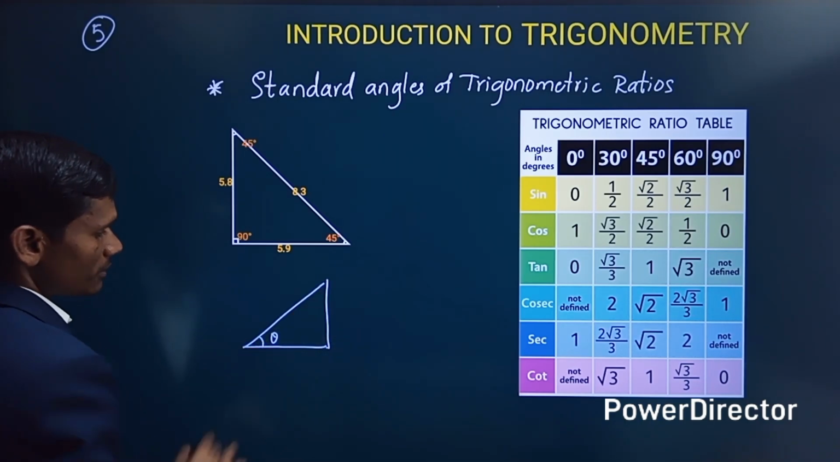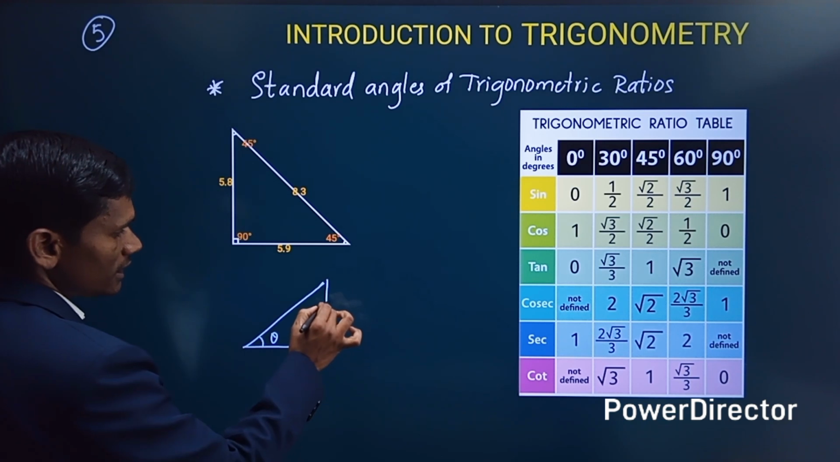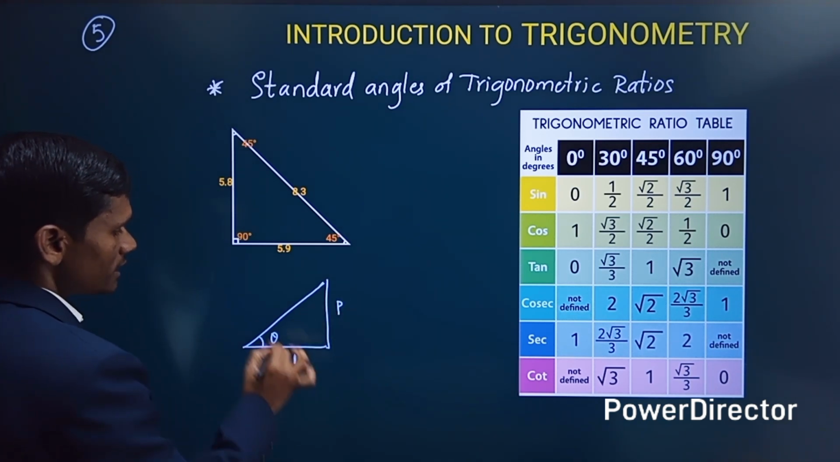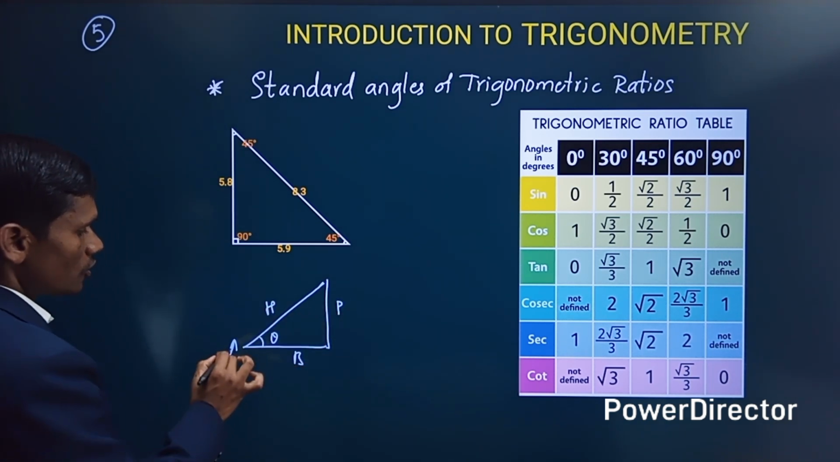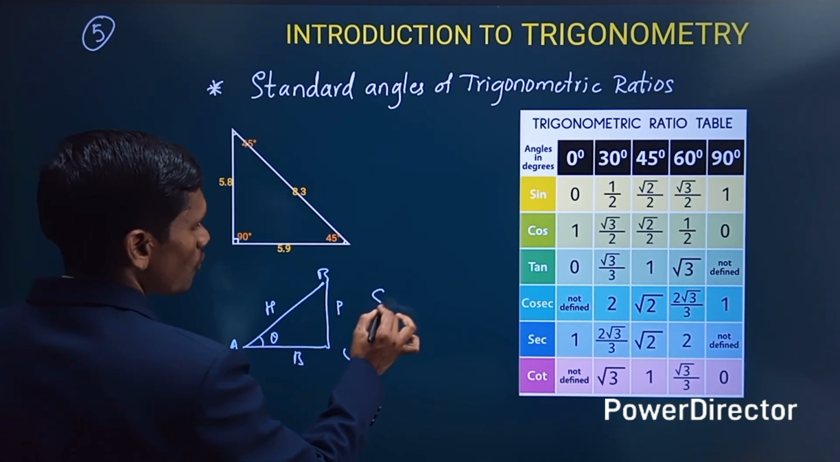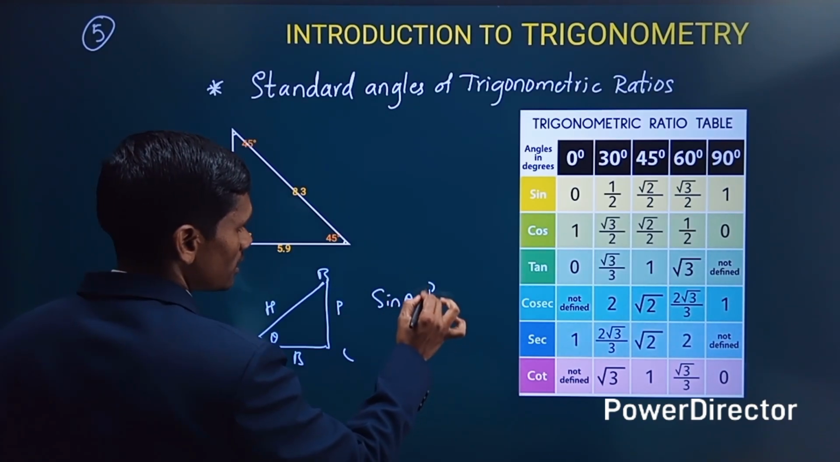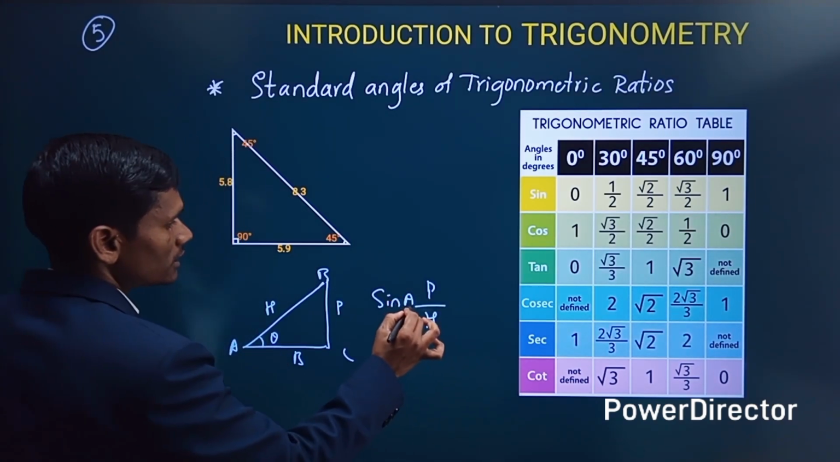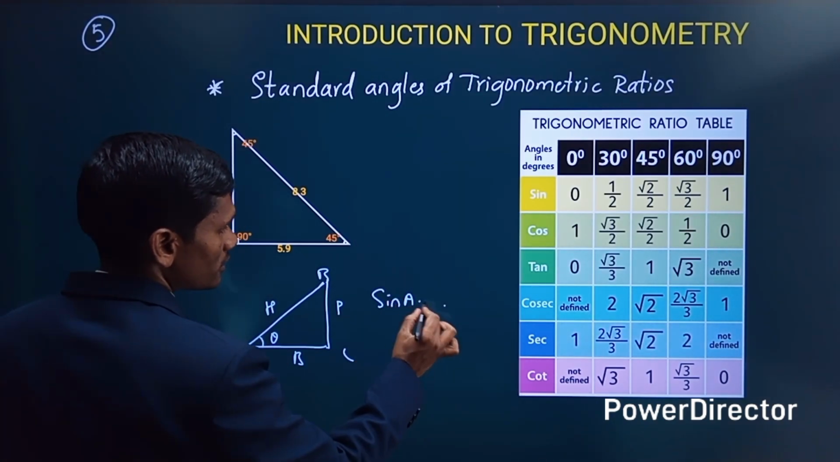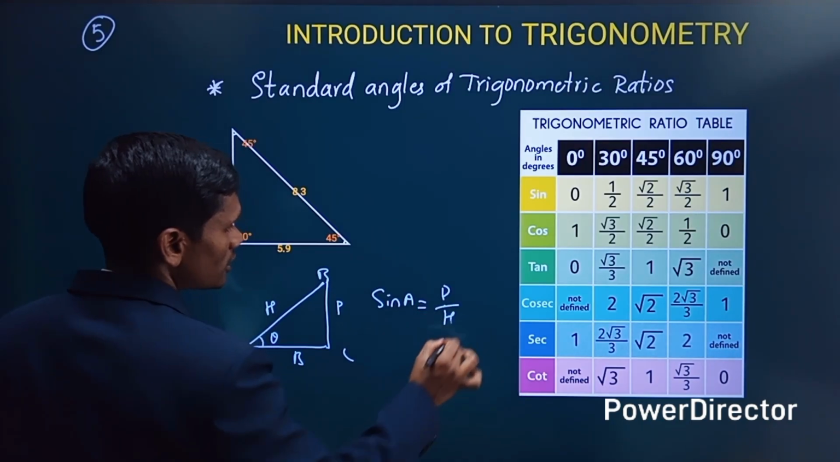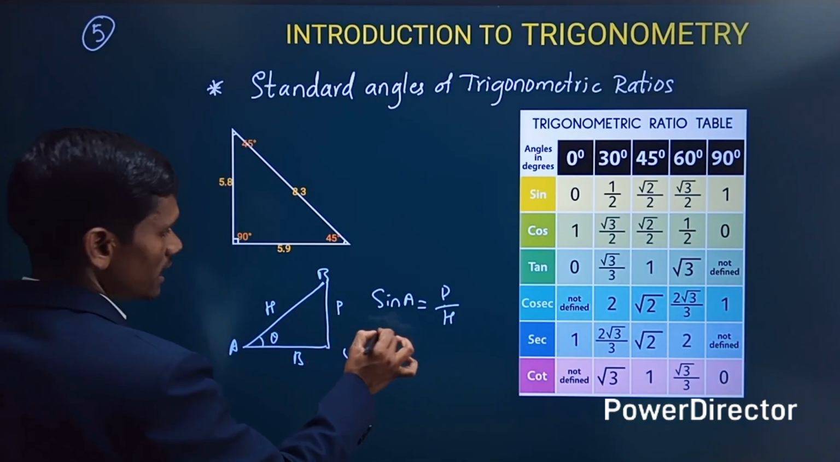Sine theta, say for example, means opposite over hypotenuse, where we take perpendicular, base, hypotenuse. So if you take sine A, opposite means perpendicular by hypotenuse. This will be equal to perpendicular by hypotenuse. Now what does this sine A mean?